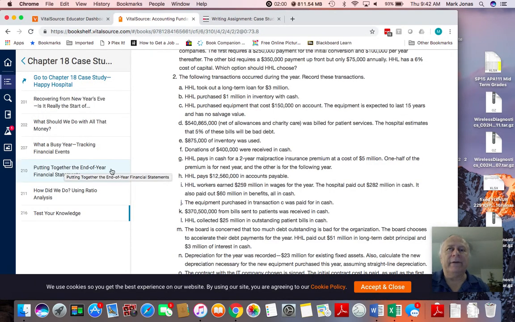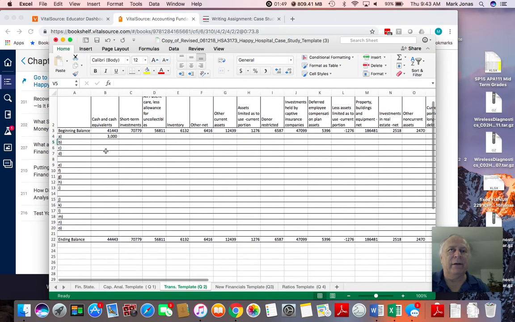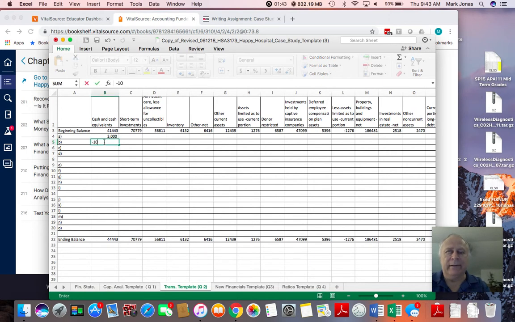The next transaction is HHL purchased $1 million in inventory with cash. So we go back to the spreadsheet, go over to row B, which is row 5 here, and here cash is going to go down $1 million. Now remember, we omit the last 3 zeros on here, so it'll be entered as minus 1,000, and then inventory would increase 1,000.